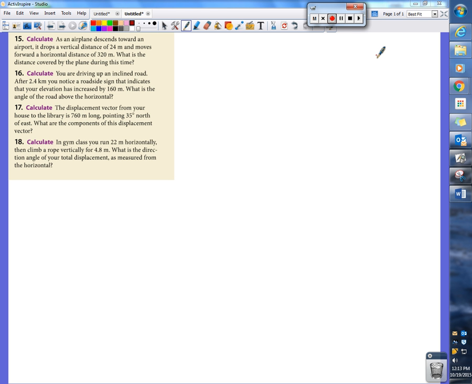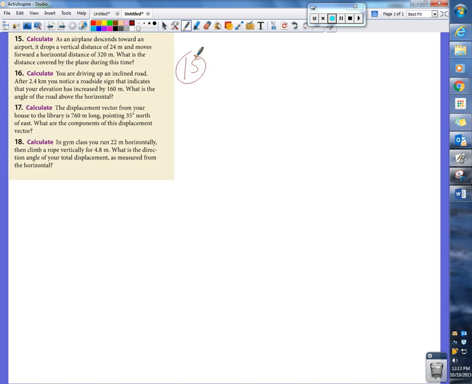Okay, so on 15 here, some of these are just basic components problems. Like I said, we haven't had a lot of time to practice, so we're working backwards a bit, starting at 15. As an airplane descends towards an airport, it drops a vertical distance of 24 meters and moves a horizontal distance of 320 meters. What is the distance covered by the plane during this time?